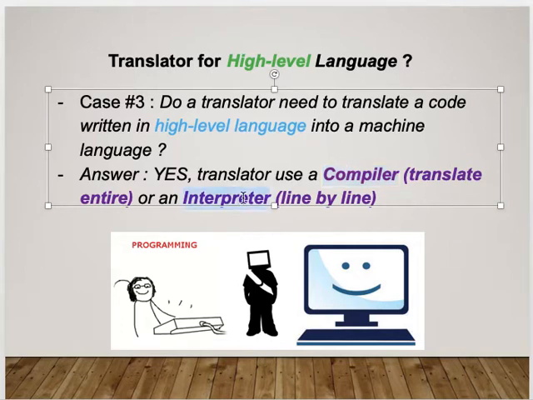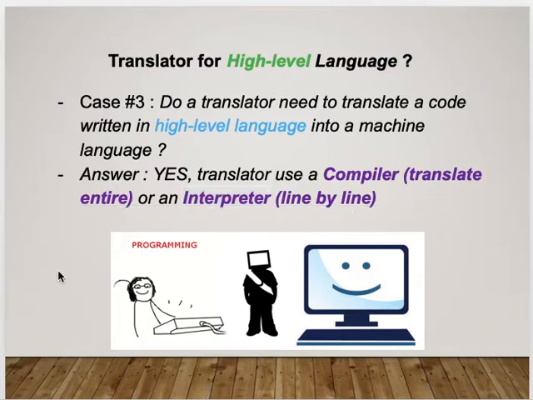Okay, the second one is interpreter. Interpreter is a translator that translate high level language to a machine language line by line, satu baris demi satu baris. Okay, itu saja untuk chapter 7. Sekian, terima kasih. Thank you very much.